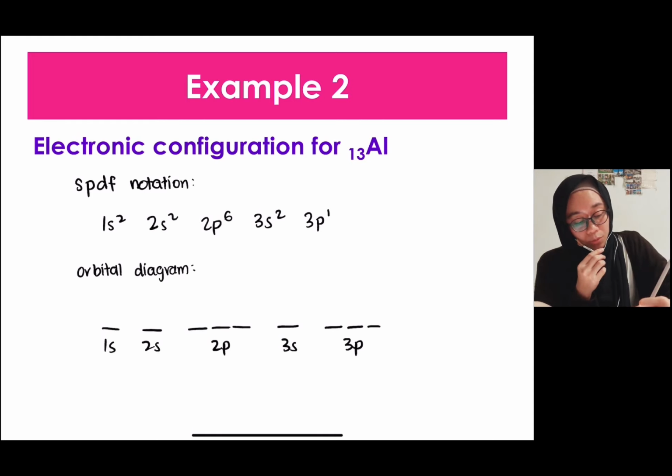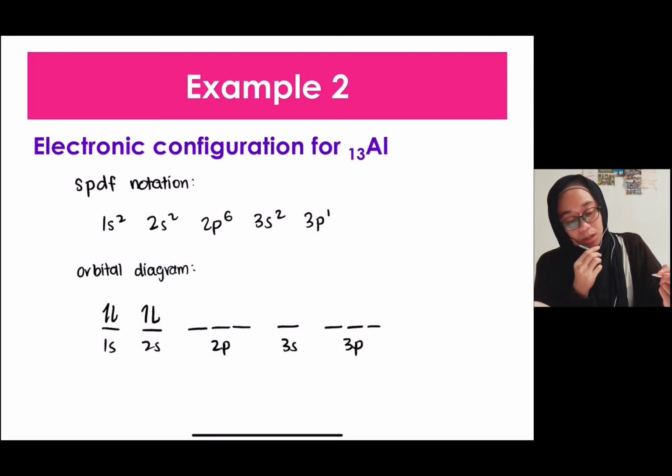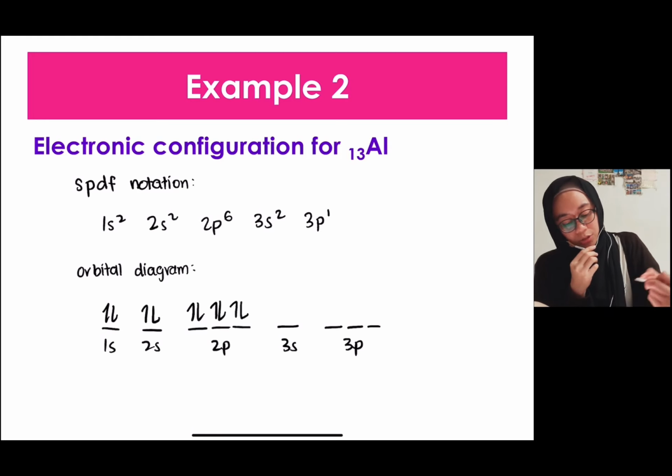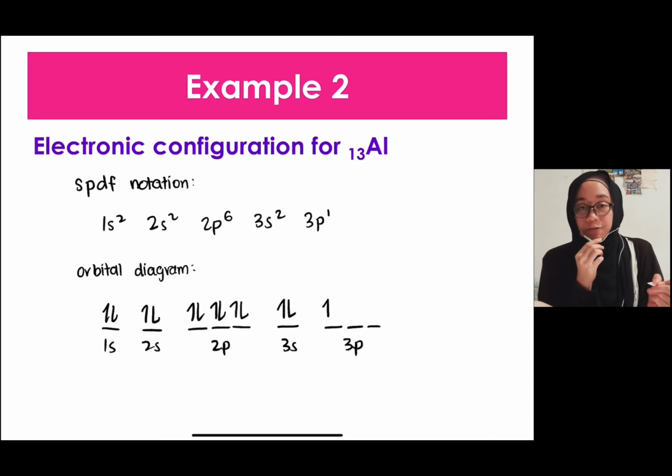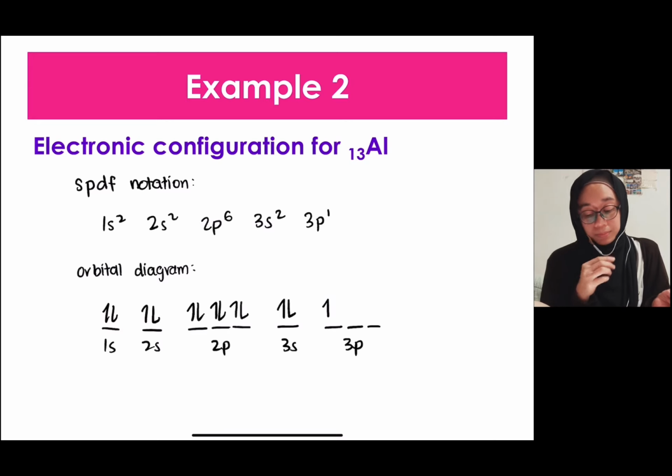So 1s2 penuh, so ada 2 elektron, 2s pun penuh juga, 2p6 pun penuh, okay, so lukis semua elektron, and 3s pun penuh. Tapi 3p we only have 1, therefore we just need to fill in the first orbital sahaja.